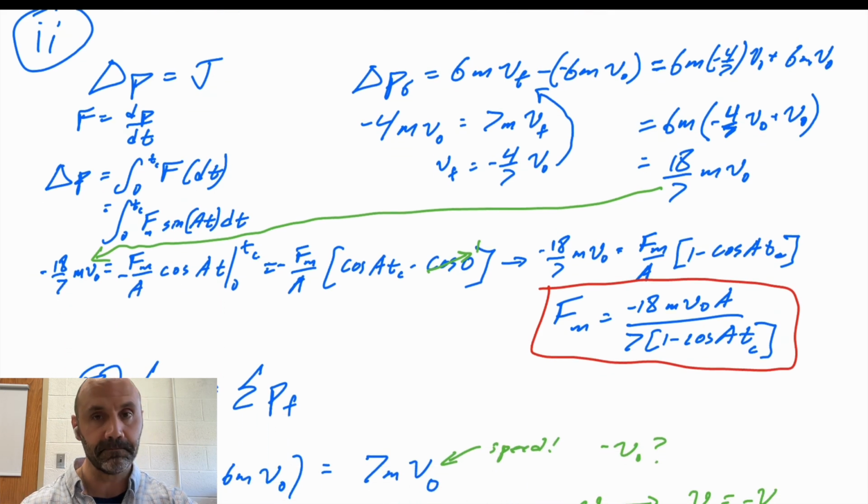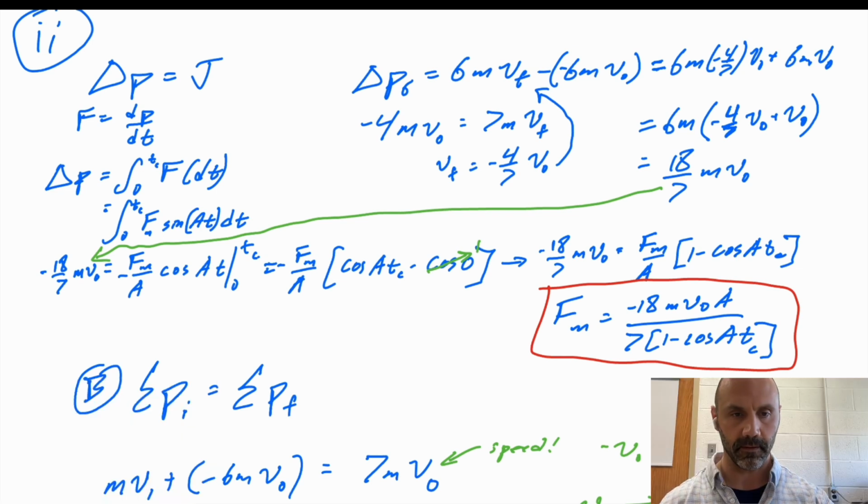The next question, they give you a different situation now. Instead of the first block having some other velocity, it starts off with v1. So we want to come up with an expression for v1 if together they end with the speed of v naught. They're still sticking together.